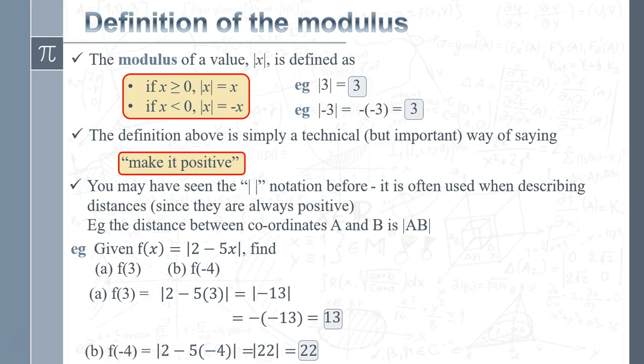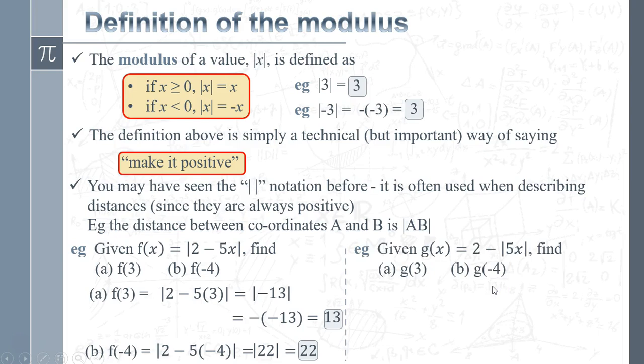And hopefully you're keeping up, and that's all fairly straightforward. Okay, so on we go. And what I'm going to do now is come up with a new function. So this one is g of x, and it's 2 minus mod 5x. Very, very similar. We've still got 2 minus 5x, but this time it's just the 5x part that's inside the modulus. And let's just have a look at what effect that has.